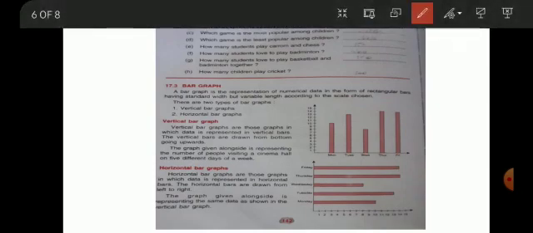Next is bar graph. The bar graph is also representing numerical data in the form of rectangular bars having standard width with variable length according to the scale. There are two types of bar graphs: vertical bar graph and horizontal bar graph. Look at this, these are vertical bars, and then this will be the horizontal bars.